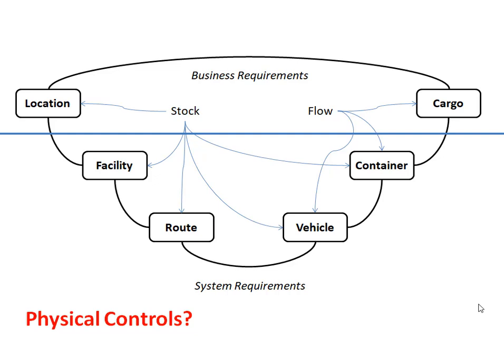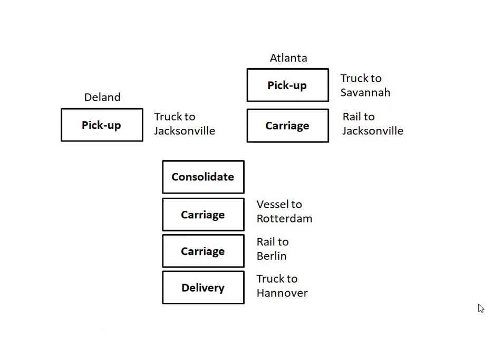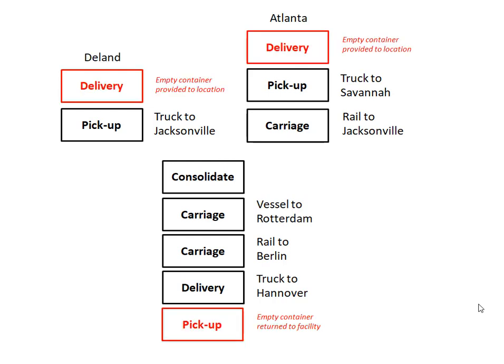And yet I've been thinking about the process as go out to the customer site and pick up a container. But the customer sites don't have containers. It's a physical control. I've got to physically manage where are the containers, where are the vehicles that have to be managed through this process. So if I look at my example again, it can't start with the picking up of cargo in DeLand or in Atlanta because my customers don't have any containers. I have to first deliver an empty container to their location.